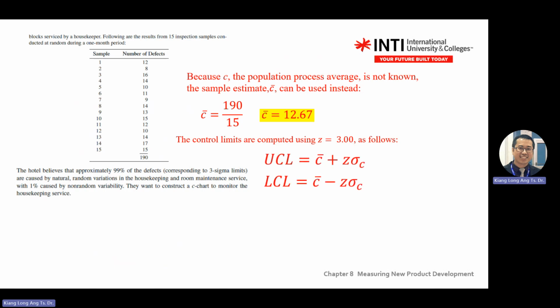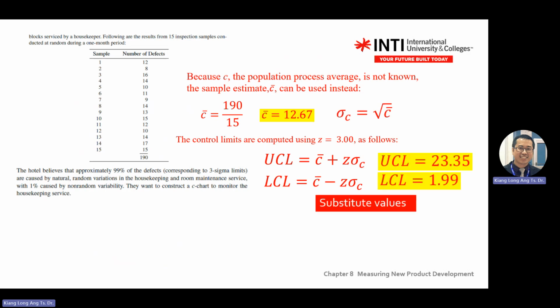So we use this formula, C bar plus minus Z sigma C. You know how to calculate sigma C already, which is the square root of this number. You substitute the values: UCL will be 23 point something, LCL will be 1.99 something. If you can, use 3 decimal places or 3 significant figures. In this case, you can use 3 decimal places to be more accurate. Okay, so then you transfer all these C bar, UCL, LCL onto the chart.